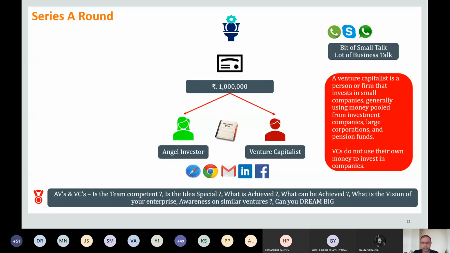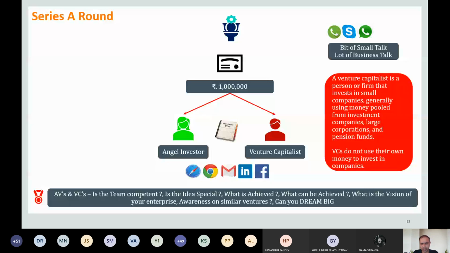A venture capitalist is a person or a firm who is ready to invest in companies or budding startups like this. They are called venture capitalists. What venture capitalists do is, they do not invest their own money. They collect money from different people, and they will invest in your business. Once you make a profit, a certain percentage of the profit will be taken by the venture capitalist, and the remaining money will be given to the people who gave their money to the venture capitalist.